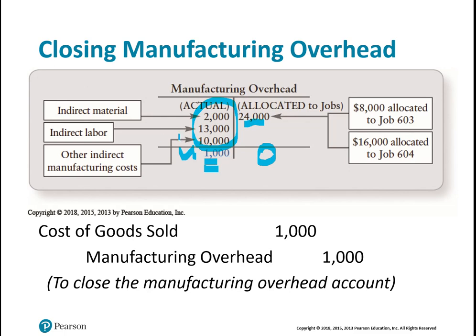And so in order to zero out this account, because this is just an expense like any other, when you close out an account, you debit your cost of goods sold and you credit manufacturing overhead for 1,000, and you can see what happens. Now we zero this out just like we would any kind of expense. Because it was underallocated, we debit cost of goods sold and we credit manufacturing overhead, and we start the new period again with no balance in manufacturing overhead.